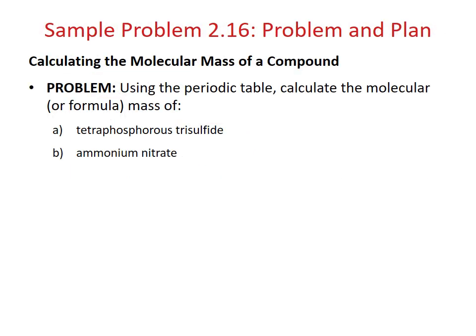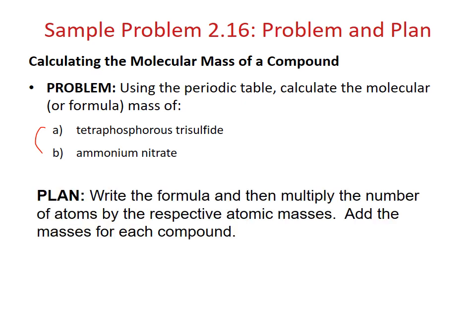Sample problem 2.16. Use the periodic table to calculate the molecular or formula mass of the following two compounds. What is given is the name, and our plan is to write the formula. Then we know how many atoms are in a molecule or formula, so we can multiply the number of atoms by the respective atomic mass, and then add together, which gives the mass for each compound.